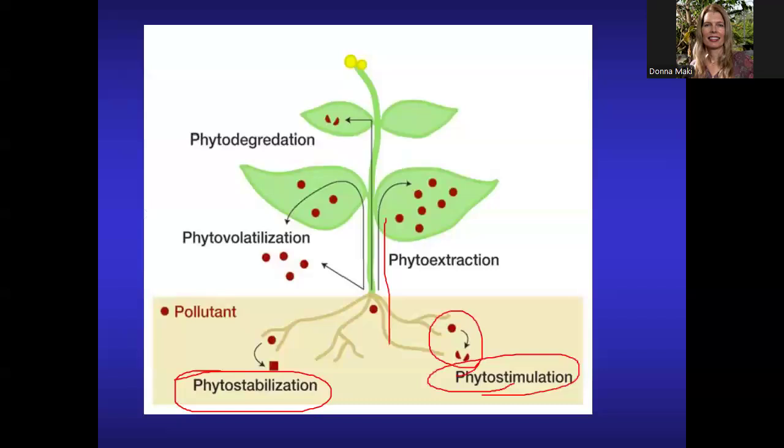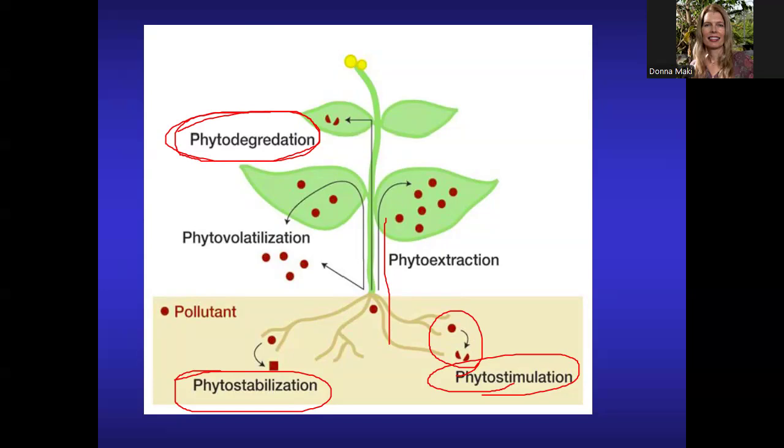Volatilization is pretty self-explanatory. The pollutant's taken up and maybe hopefully broken down to a less harmful form, but not always. And degradation, I guess, is getting more at that, where you get the plant, well, not necessarily volatilized. Degradation means that you have the plant breaking down the pollutant in some manner so that it's no longer a toxic substance.